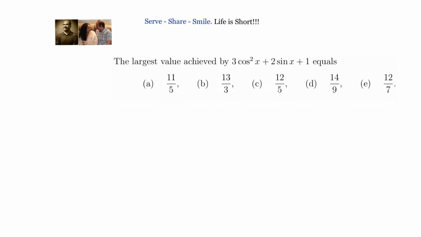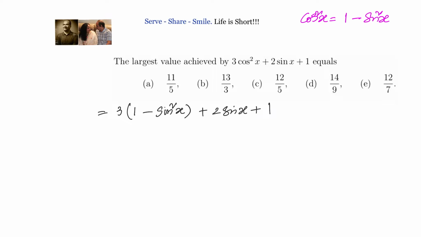Now the given trigonometric function is having cos square x and sin x. So we'll try to convert cos square x into sin square x by using the identity cos square x is 1 minus sin square x, so that the function will be only in terms of sin x. After that, the idea is to get it into a standard identity a minus b whole square or a plus b whole square and take it forward from there.